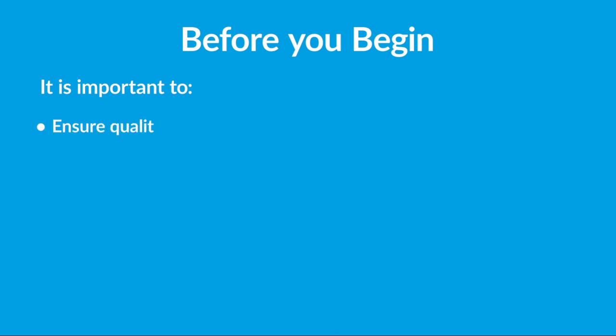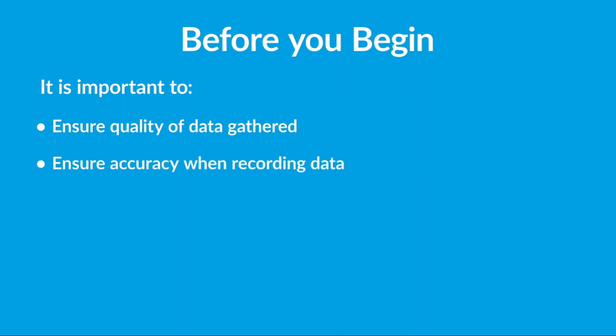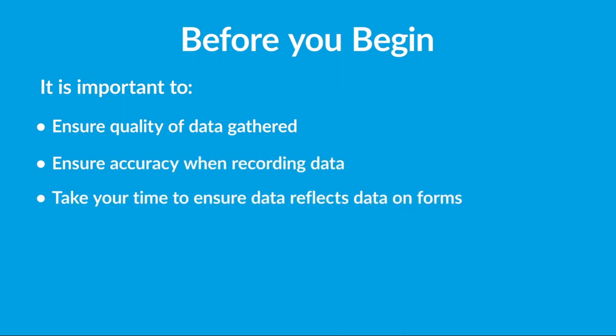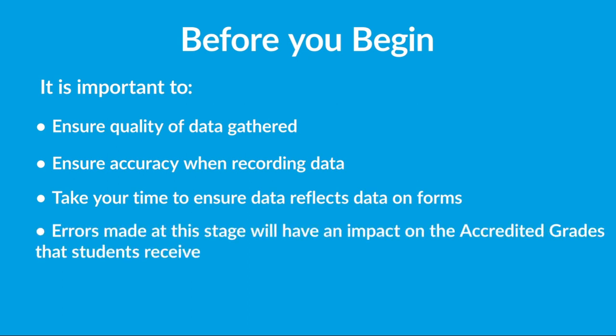The system of accredited grades depends entirely on the quality of the data gathered by schools and the accuracy with which this data is recorded. You are required to take your time in relation to this process in order that the data collated through this process accurately reflects the data on the forms. Any errors made at this stage will have an impact on the accredited grades that students receive.